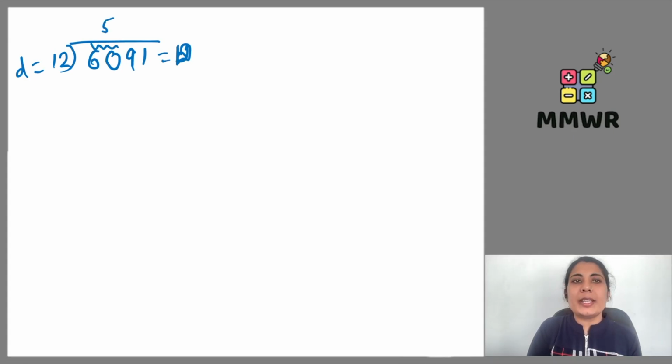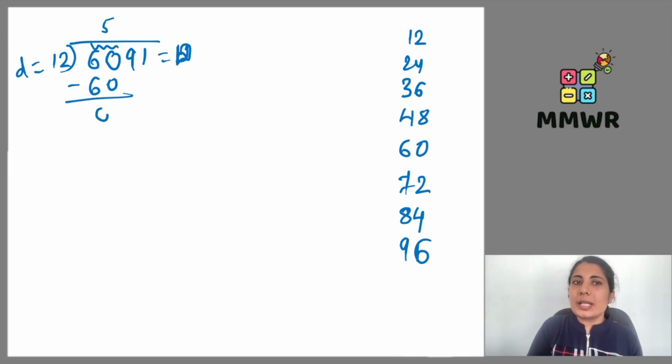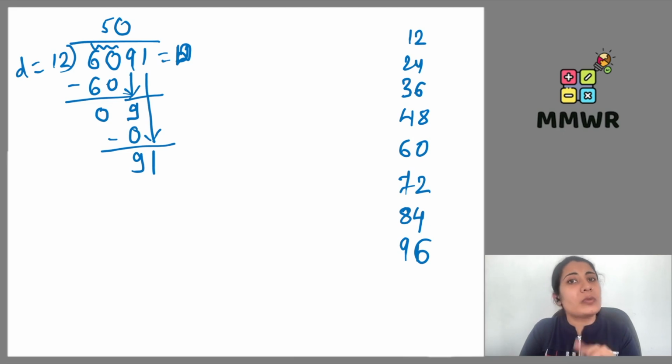Now 12 fives are 60. The 12 table is 12, 24, 36, then 12 fours are 48, then 60, then 72, then 84, then 96. So 12 fives are 60. 60 minus 60 gives me remainder 0. Now it's time to write this 9 below. But as we know, 9 will not be divisible, so we will be dividing it 0 times. 12 zeros are 0. Now 9 minus 0 gives me 9 here, and the remainder's next digit is 1.